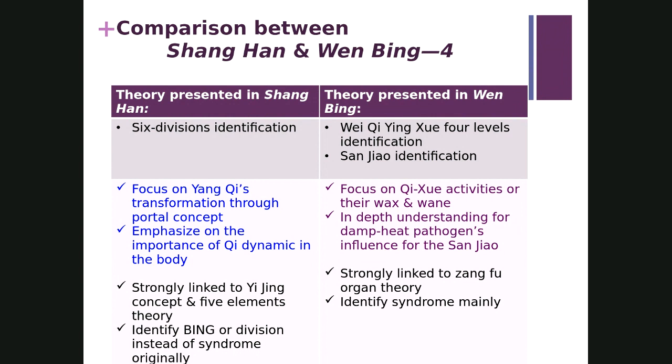But for Wenbing, we focus on the qi and blood activities, or their waxing and waning in the body, and specifically focus on an in-depth understanding of damp heat pathogens' influence in the Sanjiao differential diagnosis. In the Wenbing concept, we are also strongly linked to the Zangfu organ theories. In a lot of patterns you find the Zangfu organs, such as today's upper jiao, where we're talking about lung heat. So in the lung organ, that's an organ differential diagnosis, mainly using syndrome differential diagnosis. These two parts you can review if you want.